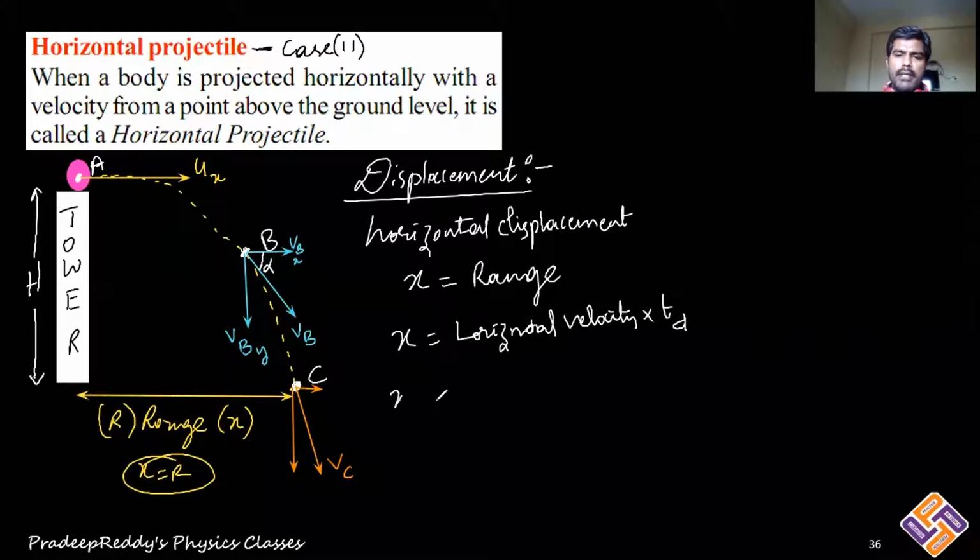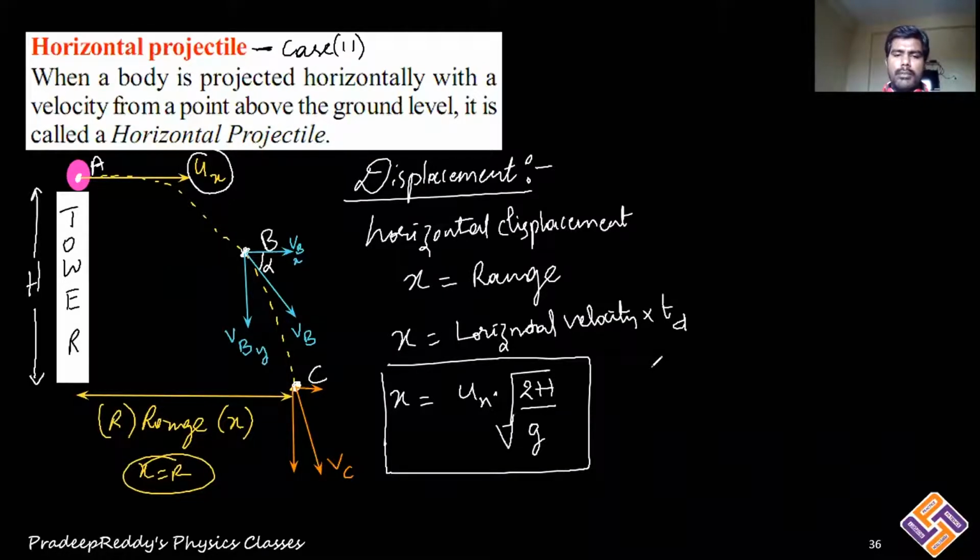So x can be written as horizontal velocity ux into what is time of descent? Under root 2h divided by g. This is the equation for the horizontal range traveled by the horizontal projectile, that is along the x-axis.